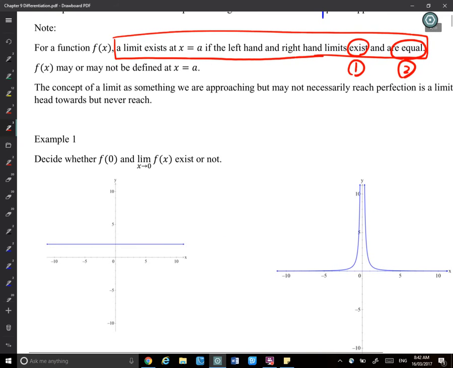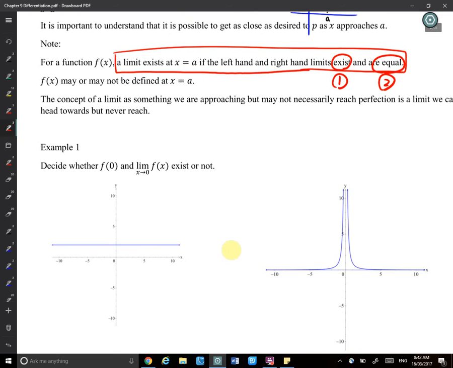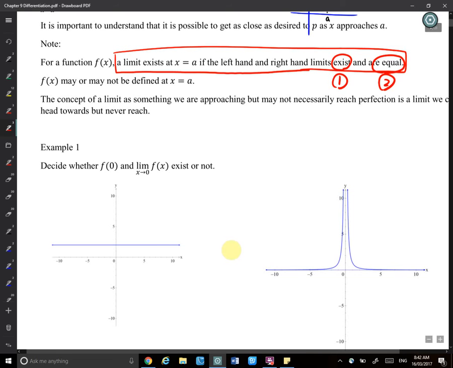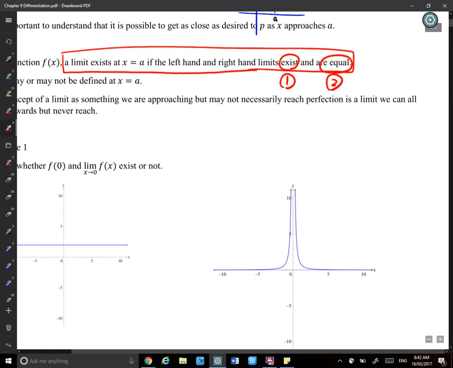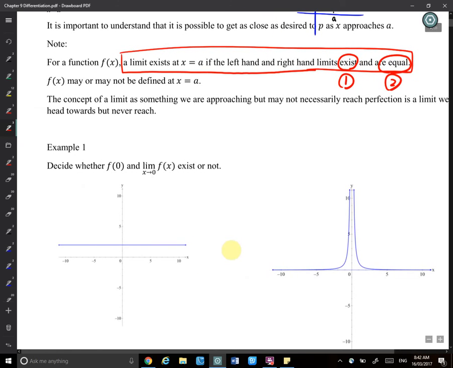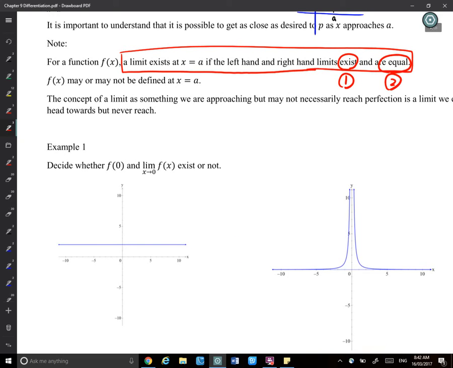Okay, I'll show examples. The concept of a limit is something we are approaching, but we may not necessarily reach perfection. We call it a limit: all head towards, but never reach. x approaching a doesn't mean x is at a already. It means getting closer and closer to a. You still have a little bit of difference between the actual value you get and the a value.